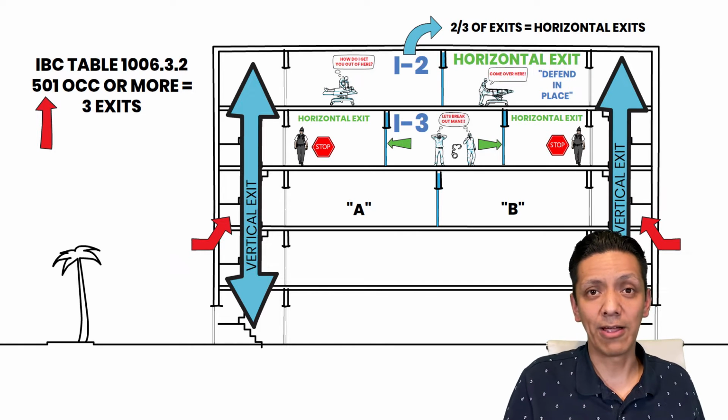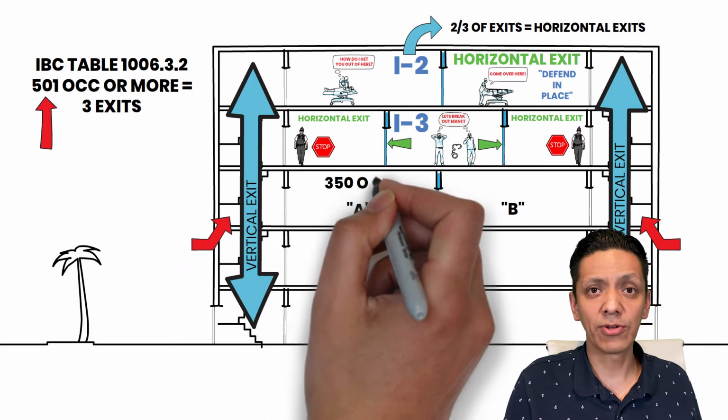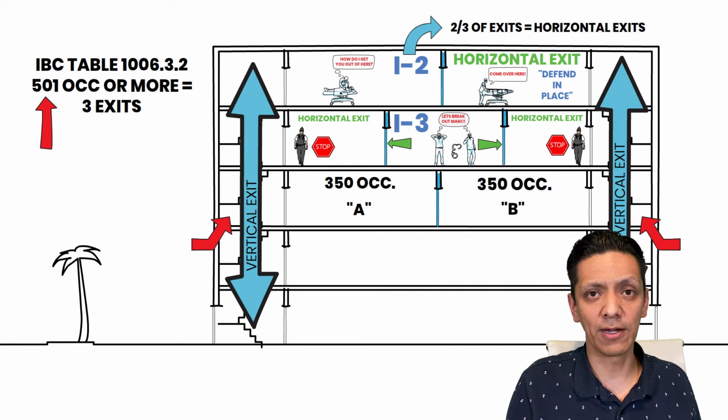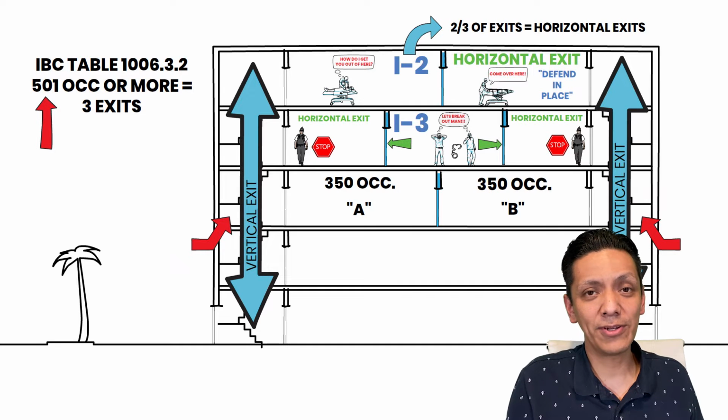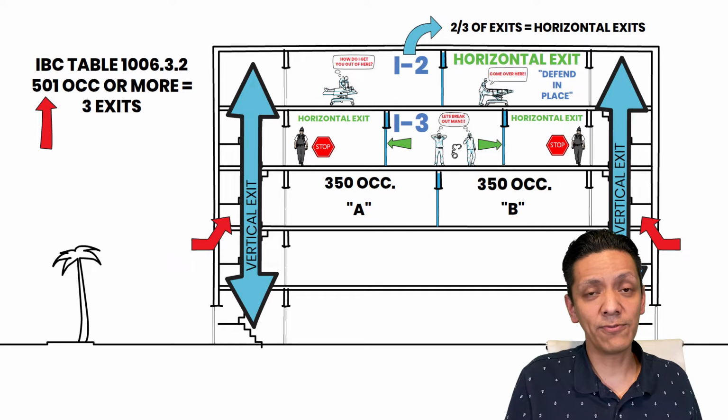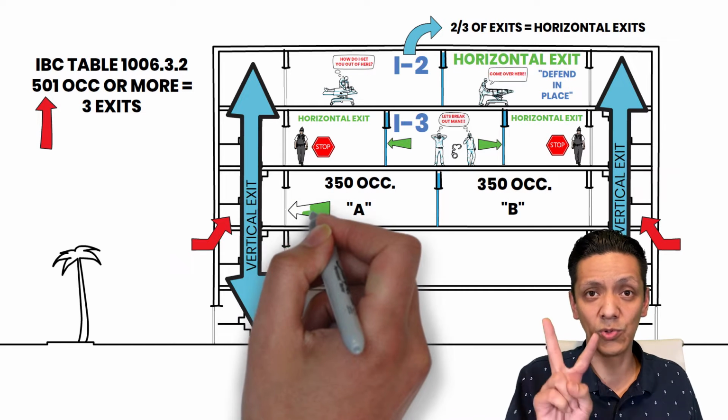Let's look at the diagram here. Even though there's still the same tenant, now space A has 350 occupants, and space B also has 350 occupants. And how many exits do you need if you only have 350 occupants? Well, in an office scenario like this, you only need 2. Using space A as an example, space A has 350 occupants, so 2 exits.